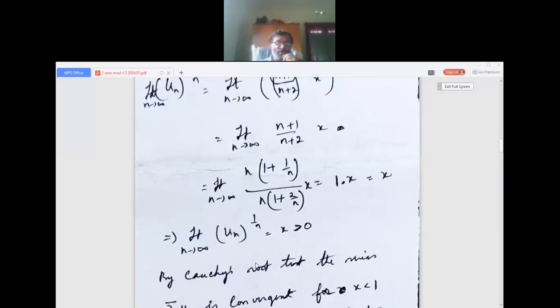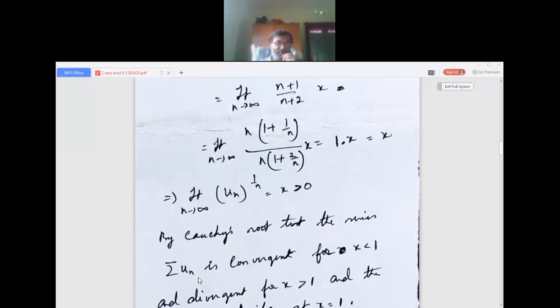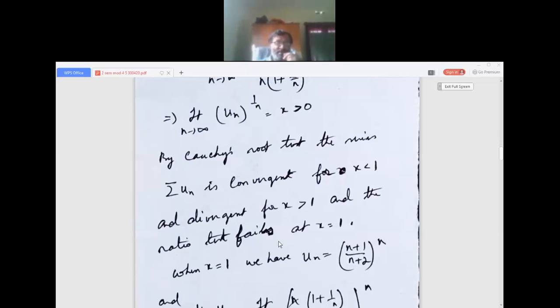Now by Cauchy's root test, the series sigma un is convergent for x less than 1, divergent for x greater than 1, and the test fails at x equal to 1. These are the direct rules of Cauchy's root test that we apply here, because we did not get a finite number, we got x. So we write: by Cauchy's root test, the series sigma un is convergent for x less than 1, divergent for x greater than 1, and the test fails for x equals 1.